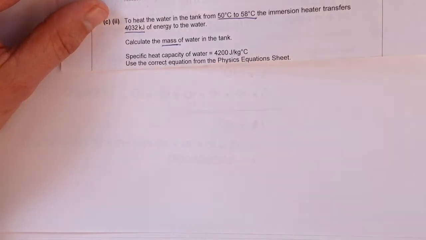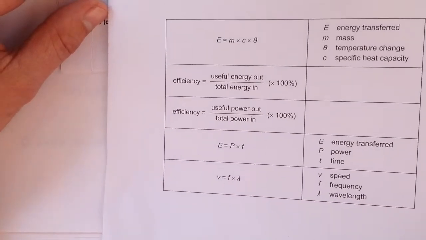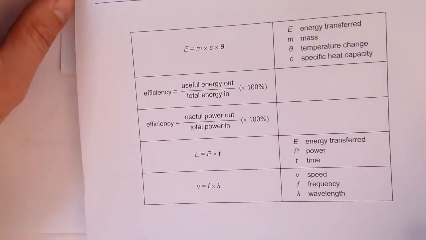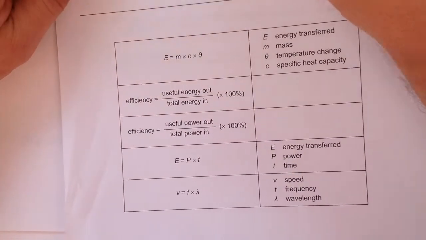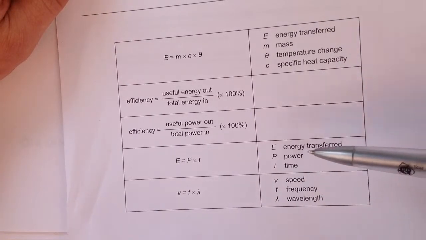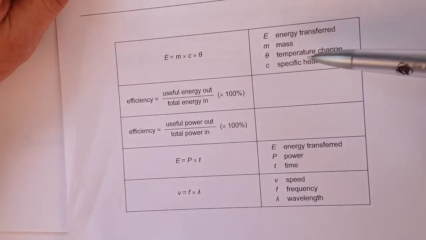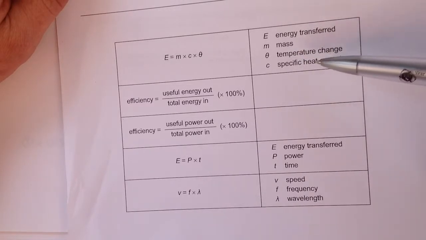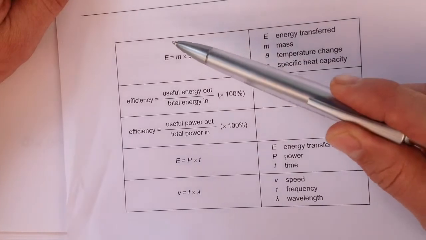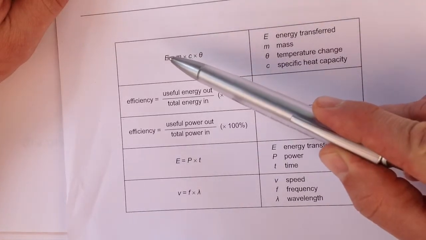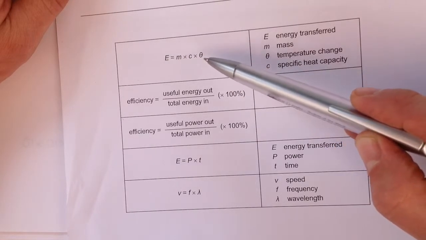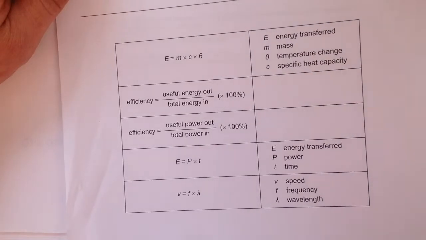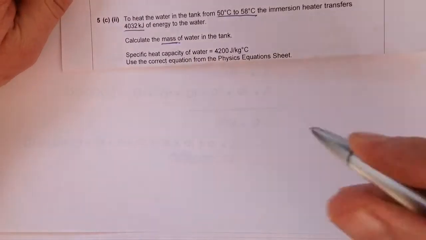So first thing to do is to have a look at the equation sheet and work out which one it is that we're using. One little tip that's often quite useful is just to scan down this left hand side and see which quantities we're looking for. Now this question mentioned mass, temperature change and specific heat capacity, so that's clearly the equation we're going to use. E, energy transferred, is mass times specific heat capacity times temperature change, which we call theta. So I'm going to snatch that equation there.